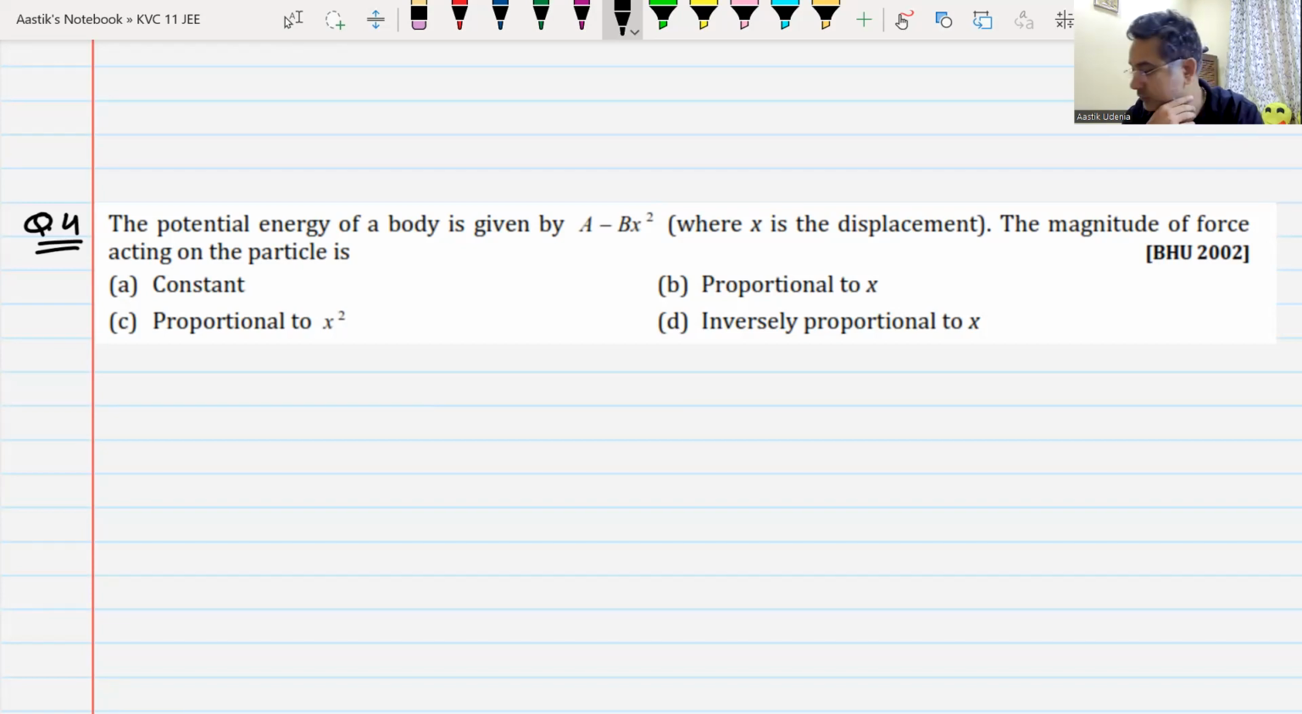B, sir. It is proportional to x. How do you get it?